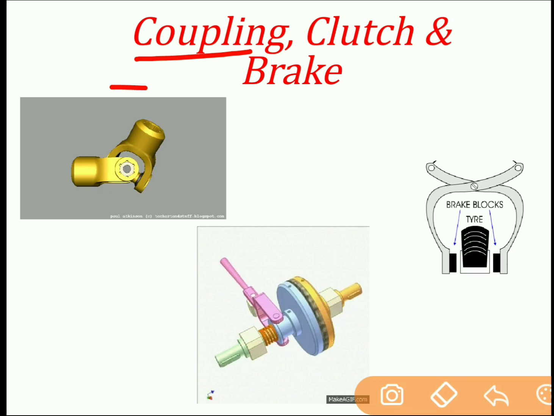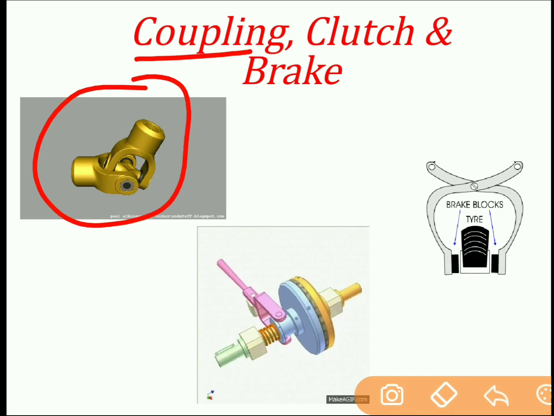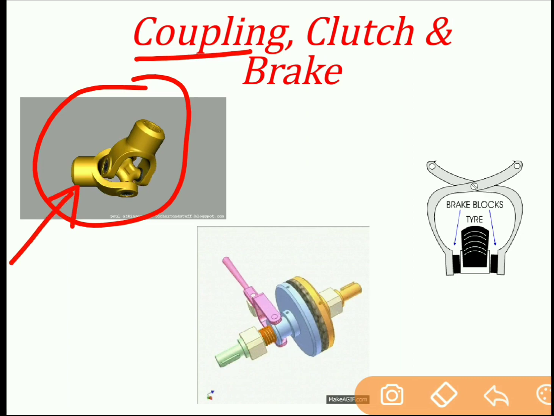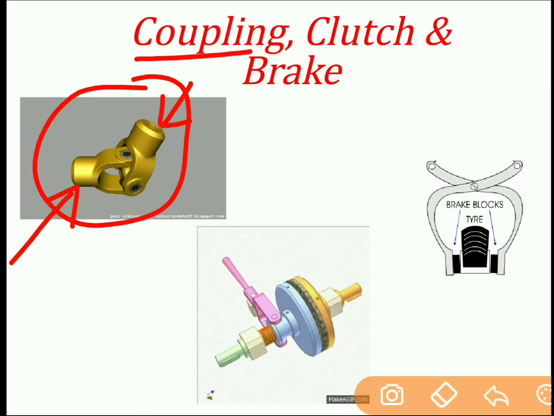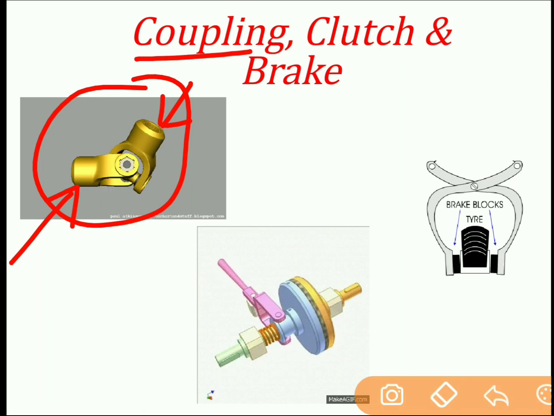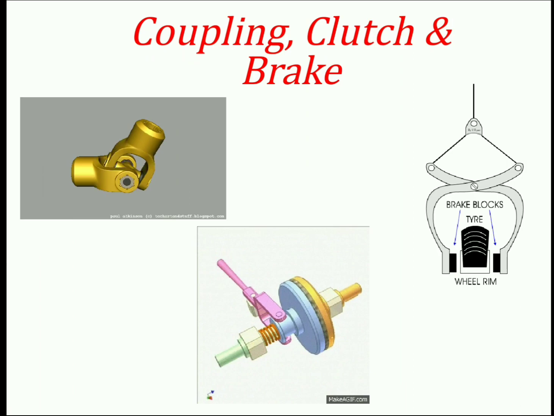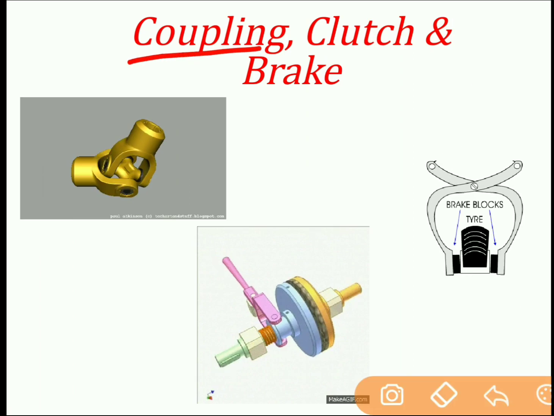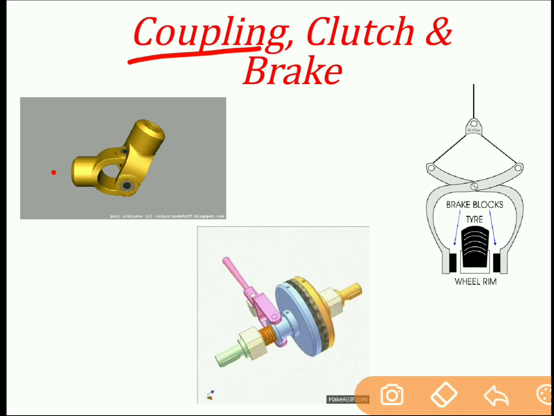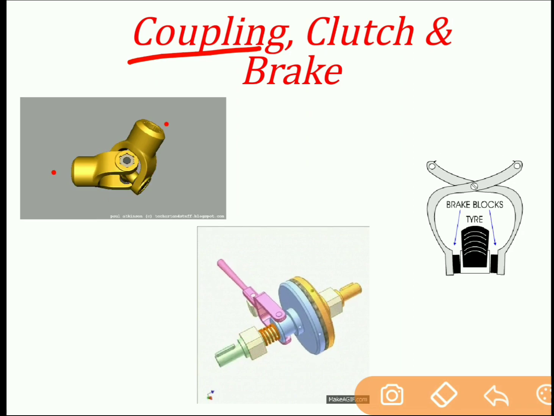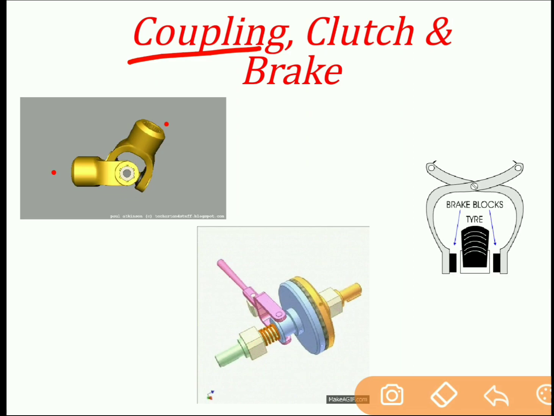As you see in this first animation, there are two shafts. One is driving shaft and other is driven shaft. Now to connect these two shafts, we are using a device and this device is considered as universal coupling. So coupling is one kind of a device which is used to connect two shafts. Over here, these two shafts are driving shaft and the driven shaft, and it is used to transmit the power from one shaft to another.